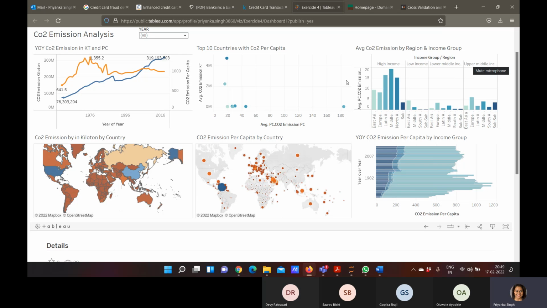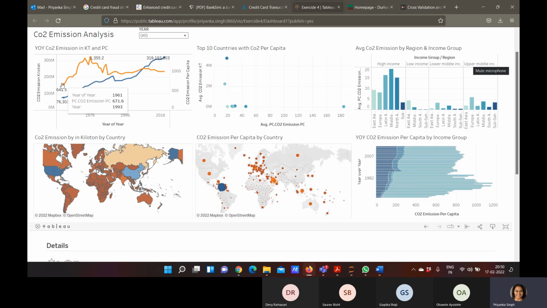Hi everyone, this is our exercise 4 for week 3. We created several Tableau dashboards and regrouped together, and this is our final dashboard with enhancements made. The very first graph is a dual line graph showing a comparison between two lines of CO2 emission in kilotons versus per capita.